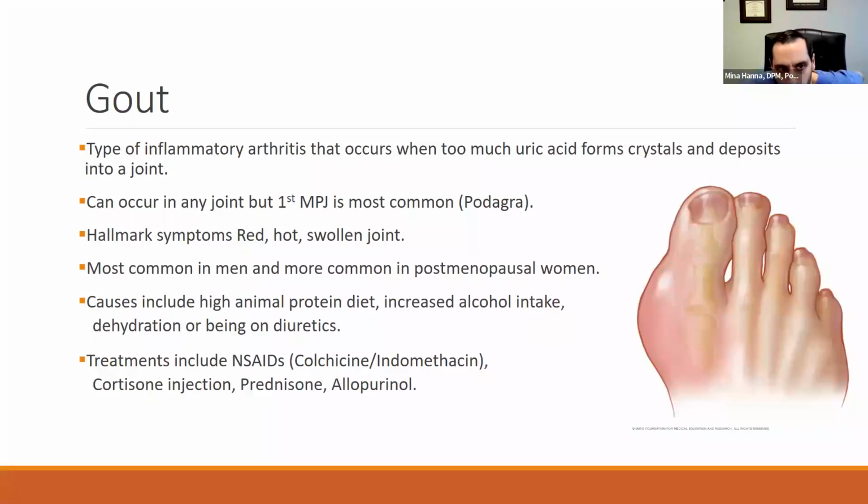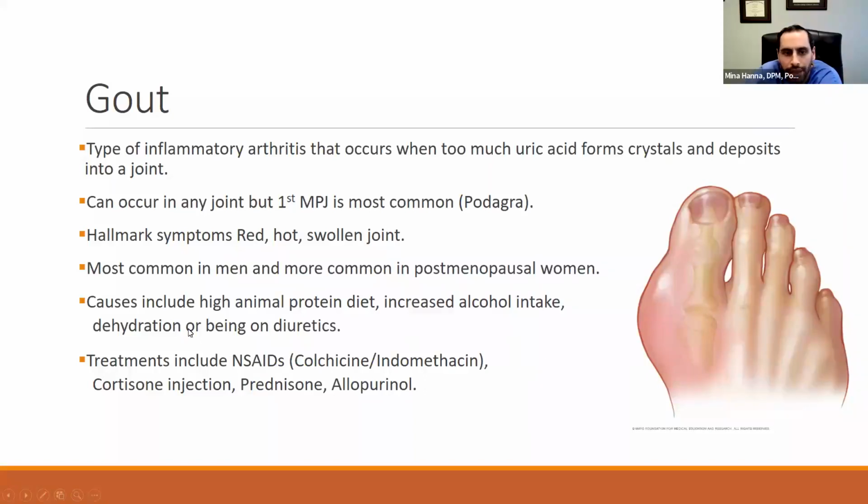So the next condition we're going to talk about is gout. Gout is an inflammatory arthritis that occurs when too much uric acid forms crystals and deposits in the joint. This can occur in any joint, but the first metatarsophalangeal joint, which is the toe joint, is the most common. It's so common that it actually has a name. It's called podagra. The hallmarks include redness, swelling, and a hot joint. It's most common in men, but also more common in women who are postmenopausal.